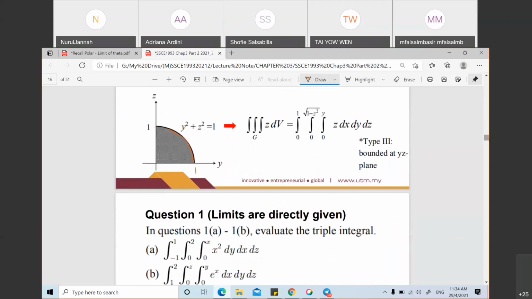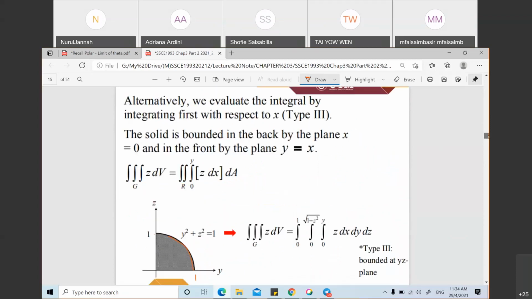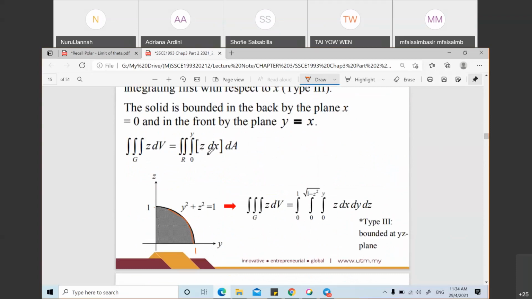Okay, so as usual, your y, your z, your x, you should see the x first. So your x from 0 to y. Okay, see.